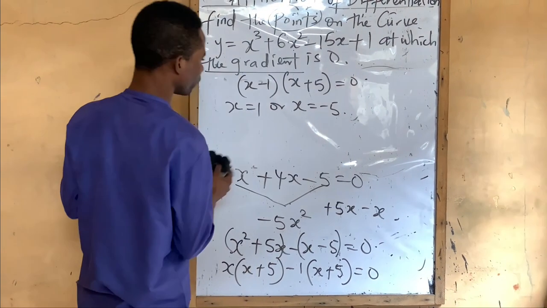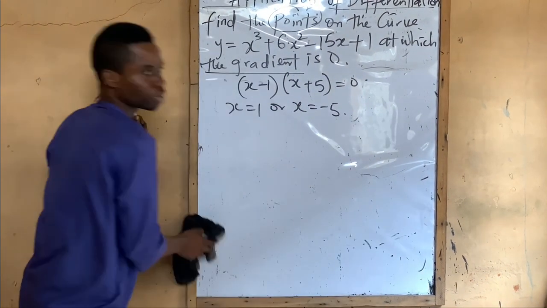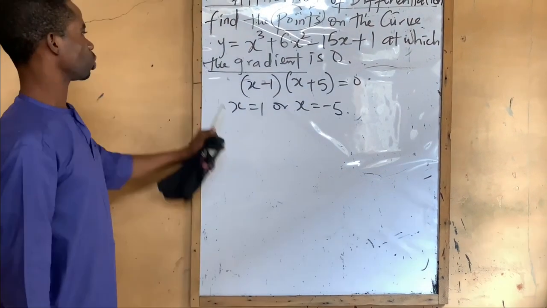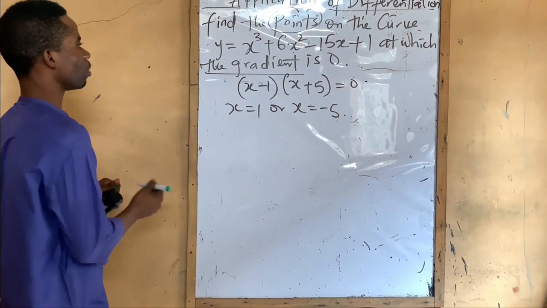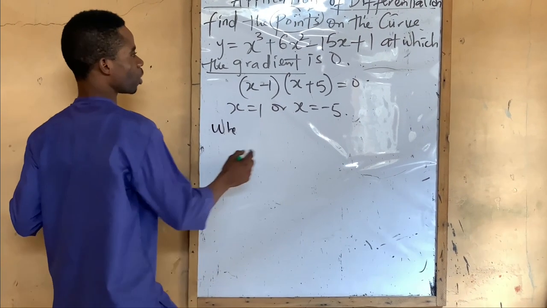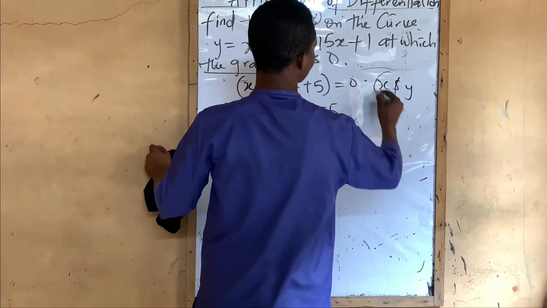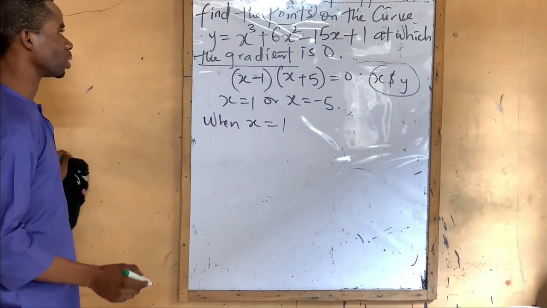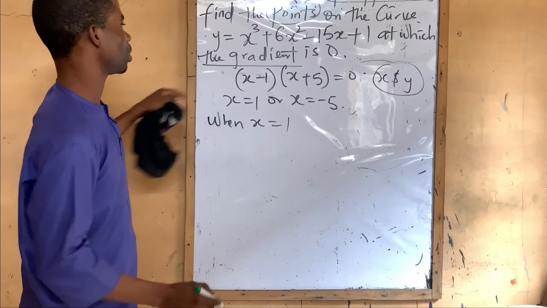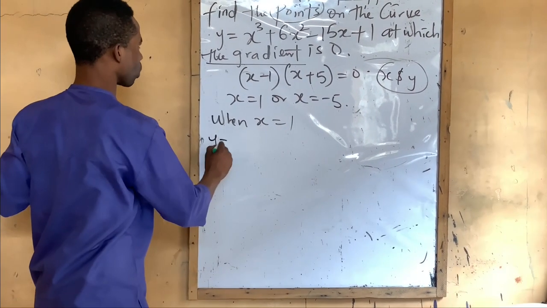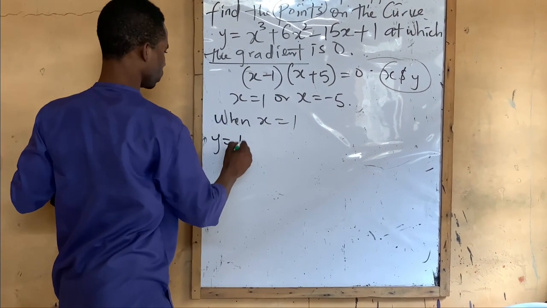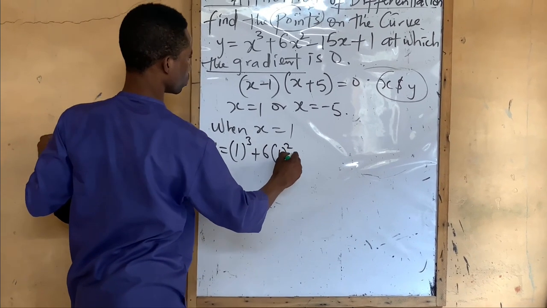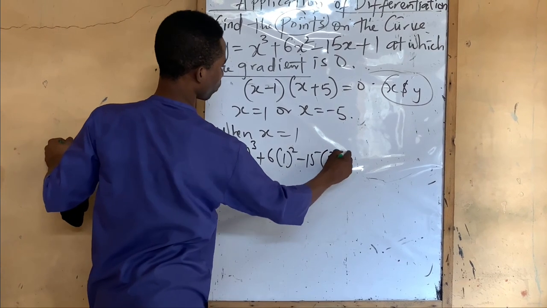Now that we have this, do not forget it says find the point on the curve. So that means we are not stopping here. I told you point is talking about the x and y. So when x equals 1, we are going to get the y back. What will be y? y equals 1 raised to power 3 plus 6 times 1 raised to power 2 minus 15 times 1 plus 1.